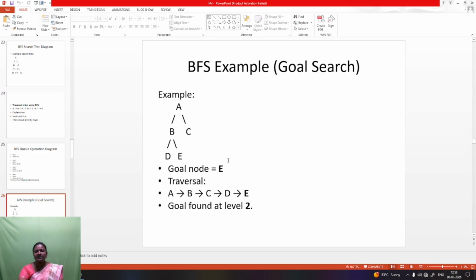Here the goal node is E, and here we visit E. So now in this case the goal node is found. Here the goal node is found at level 2. So here we can stop the algorithm because the goal node is found.